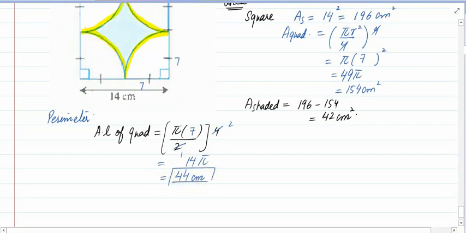So keep in mind that while working for perimeter, no need to subtract the boundaries. The subtraction part is only for the area.